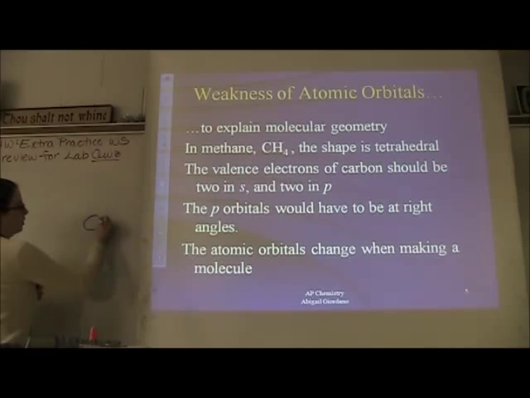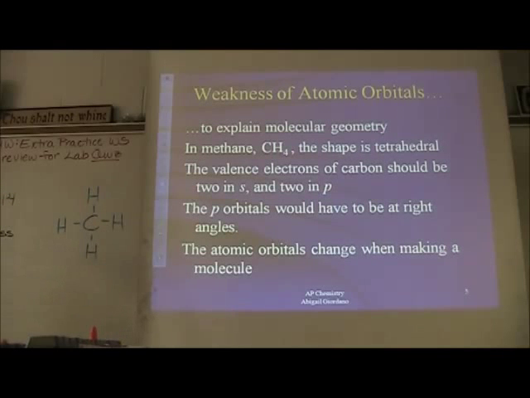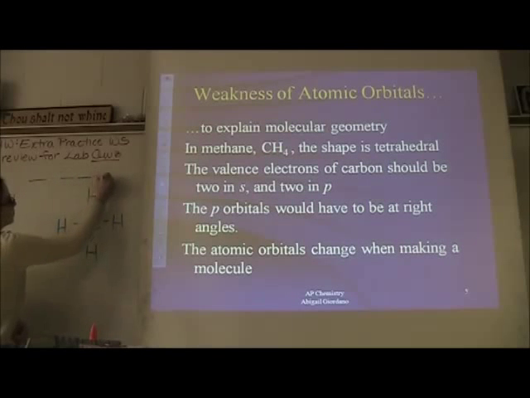We're going to start with this molecule methane. Okay? And I want you to tell me first, how many valence electrons does carbon contain? 4. Okay, I'm going to draw them out.